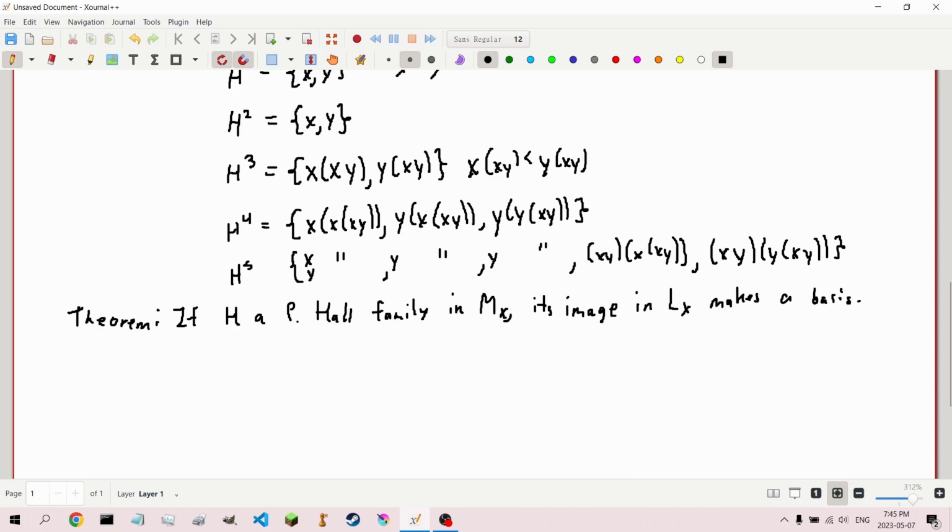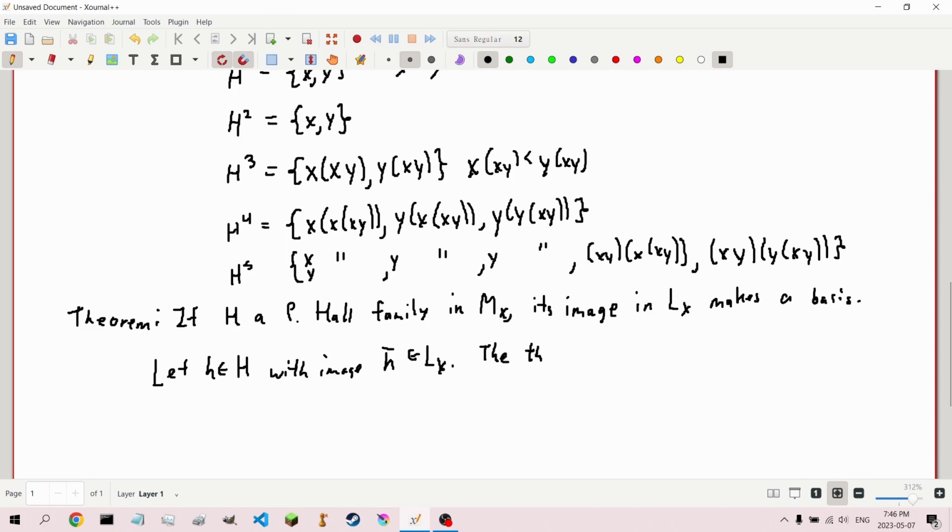It looks like M. Hall was the guy who did this. Okay, so now we're going to write here, let h in our set H with image h bar in L_X.